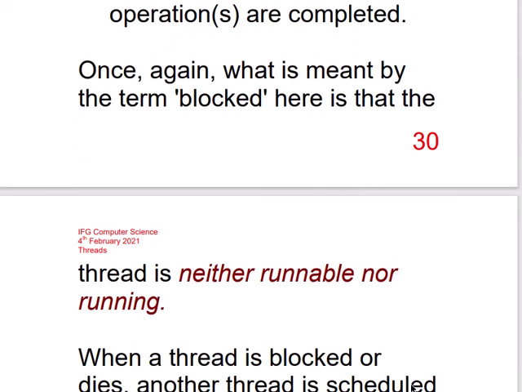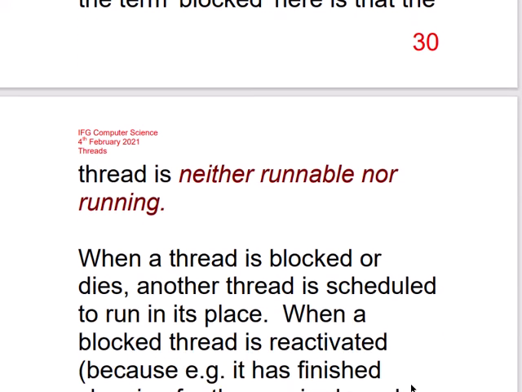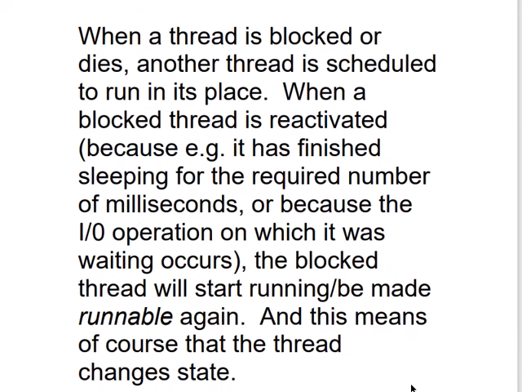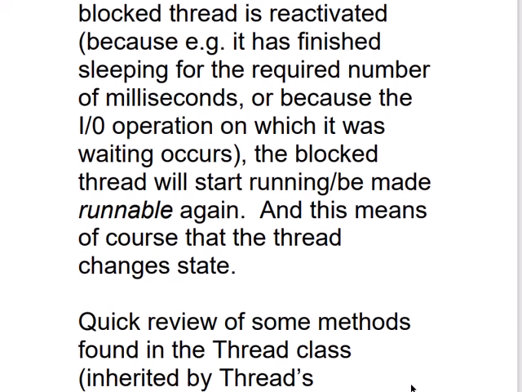And you might ask what is meant by blocked, and all I mean here is that it's neither runnable nor running. It's in a sort of limbo state. So when a thread is blocked or dies, another thread is scheduled to run in its place. When a blocked thread is reactivated because, for example, it has finished sleeping all the required number of milliseconds, or because the I/O operation on which it was waiting occurs, the blocked thread will start to run again by being made runnable. This means, of course, that the thread yet again changes state.